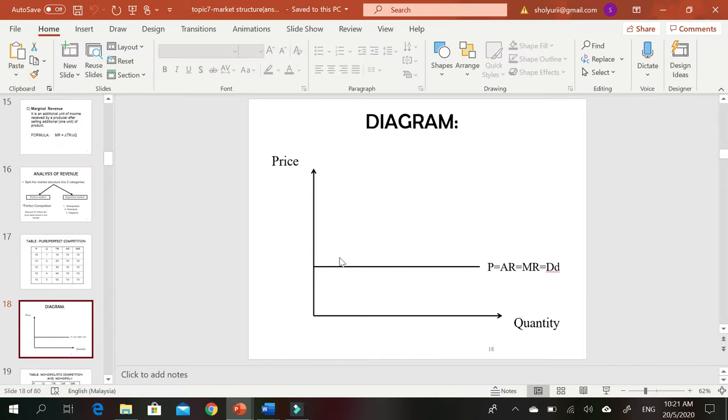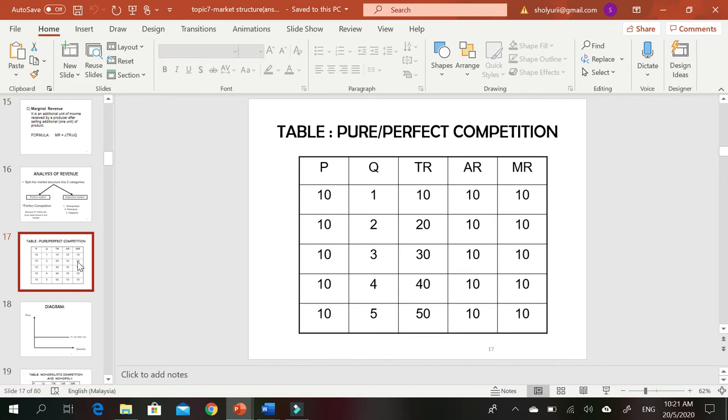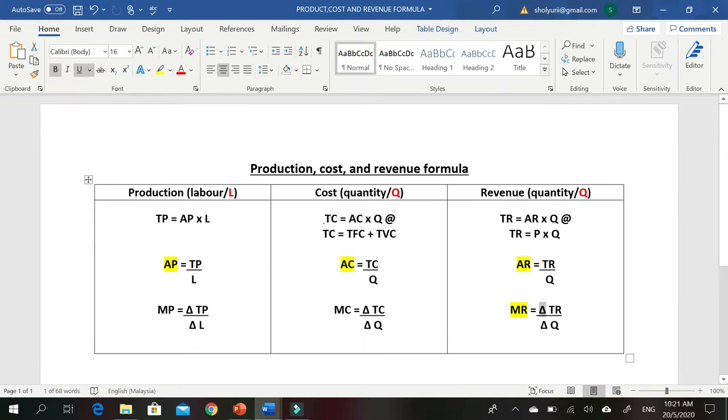Okay? Alright. So this is what happened. So yang saya nak beritahu sekarang ni, kalau you perasan, the value of P and the value of AR is exactly the same. Sebab itulah in our formula tadi, AR times Q is also equals to P times Q because the value is the same.